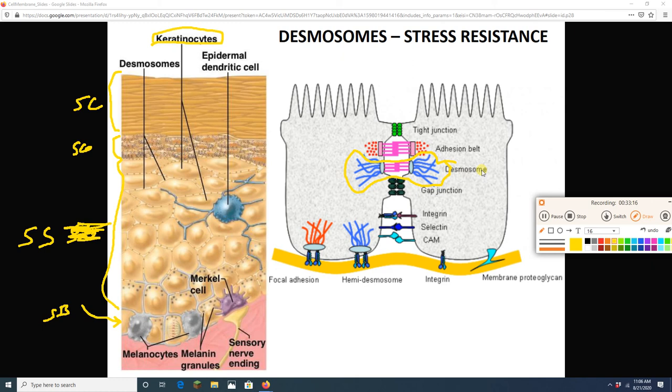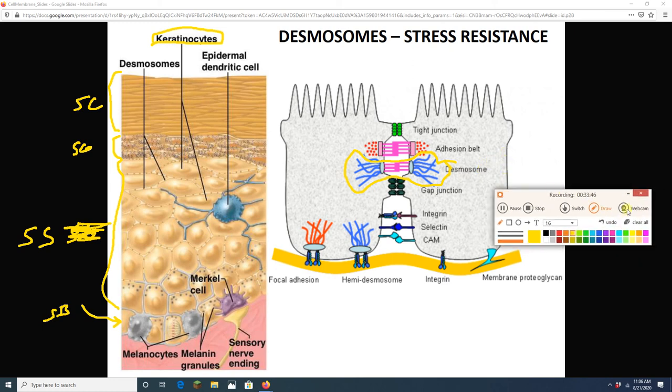Desmosomes are very abundant in the skin. They're also abundant in the uterus and the cervix, which makes sense when we consider the stress placed upon it by delivery of a baby during that positive feedback process. You also find desmosomes linking heart muscle cells together, so their powerful contractions do not separate them.